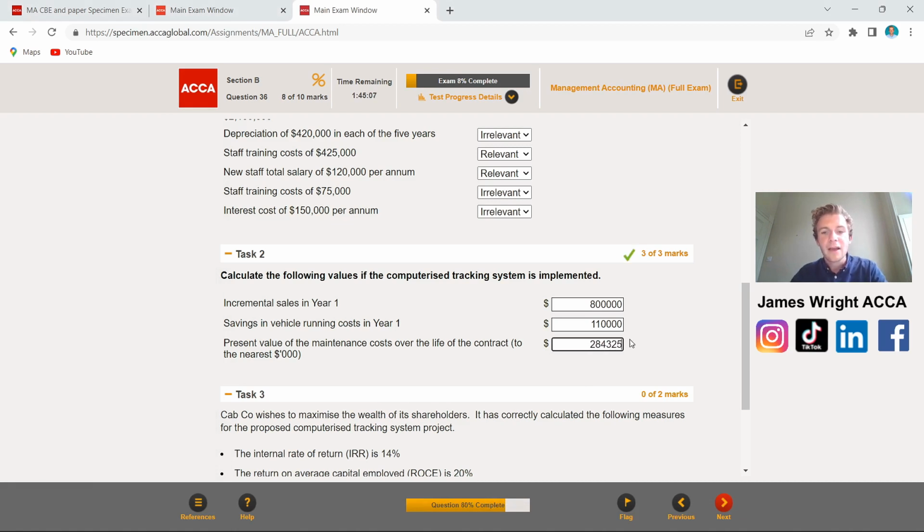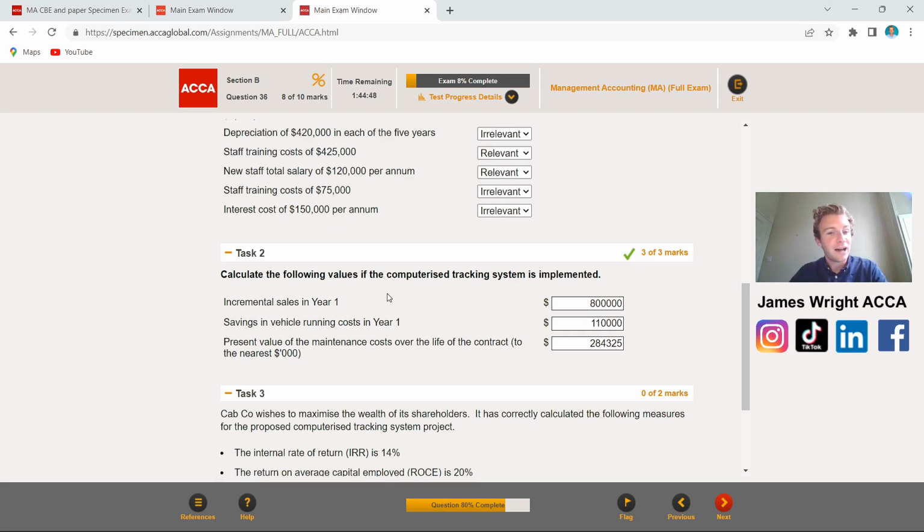284,325. The reason why they say to the nearest 1,000 is that a student could do this manually, they could go to more decimal places, and hence there might need to be some rounding up or down. But the ACCA does allow a bit of wiggle room, so if you do have a bit of rounding, it will still give you the marks for it.